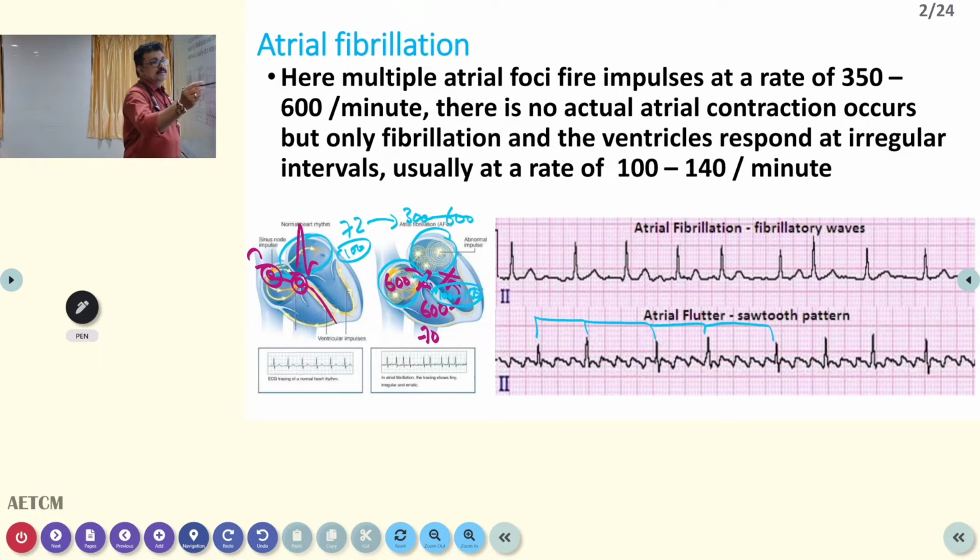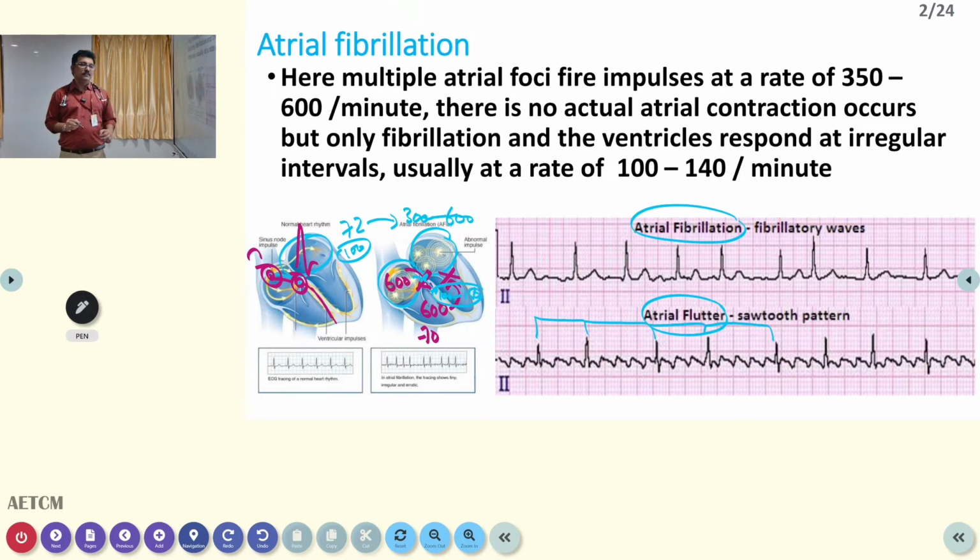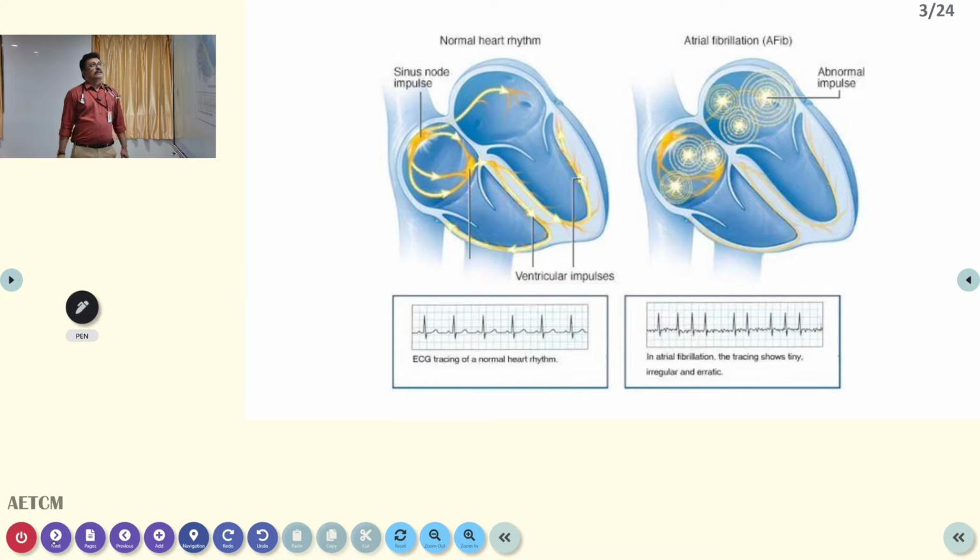This is atrial fibrillation, this is atrial flutter. In both conditions there is an atrial rhythm disturbance. In atrial fibrillation it is completely irregular, but atrial flutter is more or less regular, though not like a normal sinus rhythm.